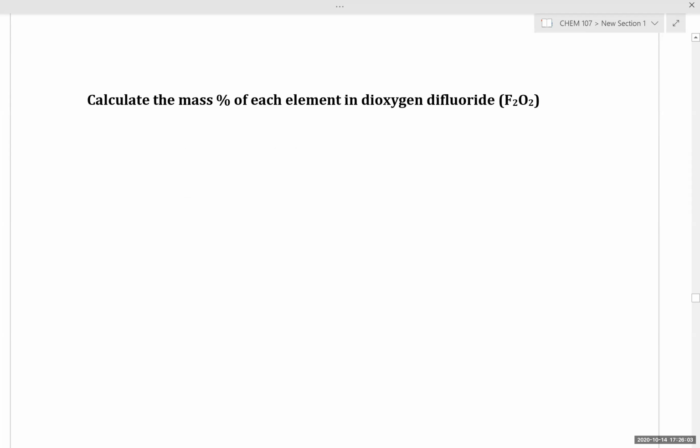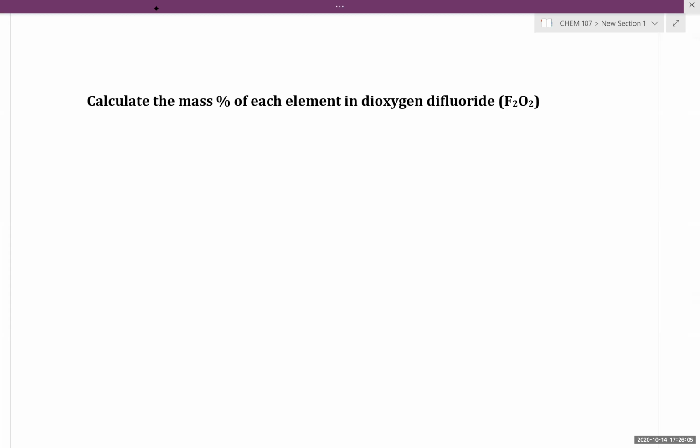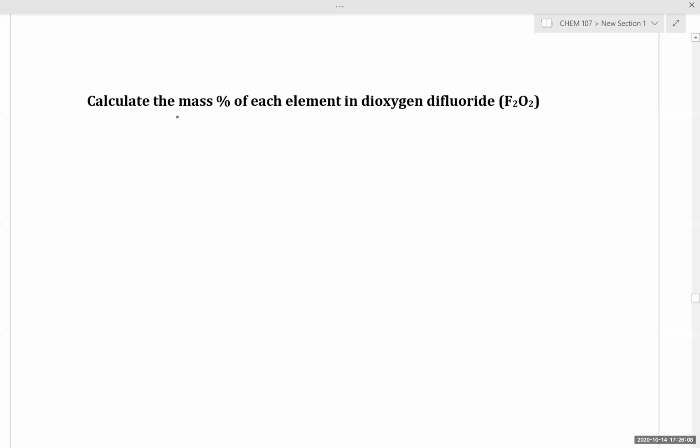Okay, so let's take what we've learned and apply it to calculate the mass percentage of each element in dioxygen difluoride. Same compound, except this time you're calculating the mass percentage. Let's work on this example for the next 2 to 3 minutes, and then we'll come together as a group to discuss. Don't be shy to ask any questions or propose your responses in the chat or verbally, and I'd be happy to answer your questions.